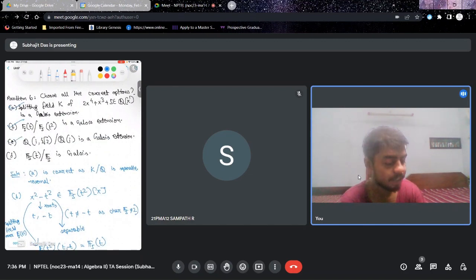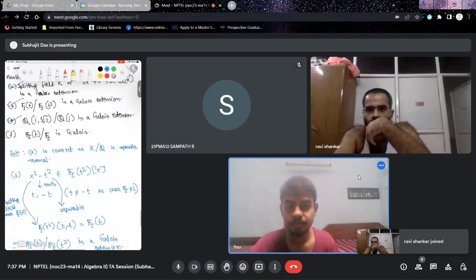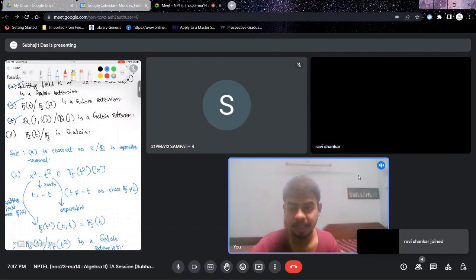And what about option D? Is F5(t) over F5 Galois? So t here is an indeterminate. F5(t) is just the field of fractions: if you look at the one variable polynomial ring over F5 and look at its field of fractions, then you get F5(t). So is this Galois over F5?